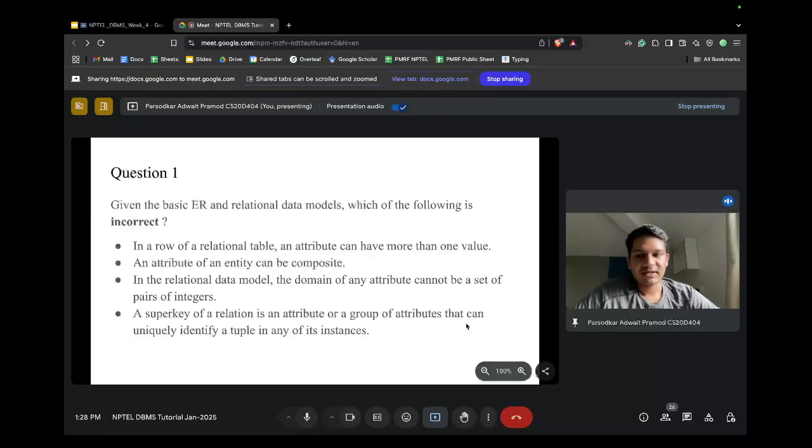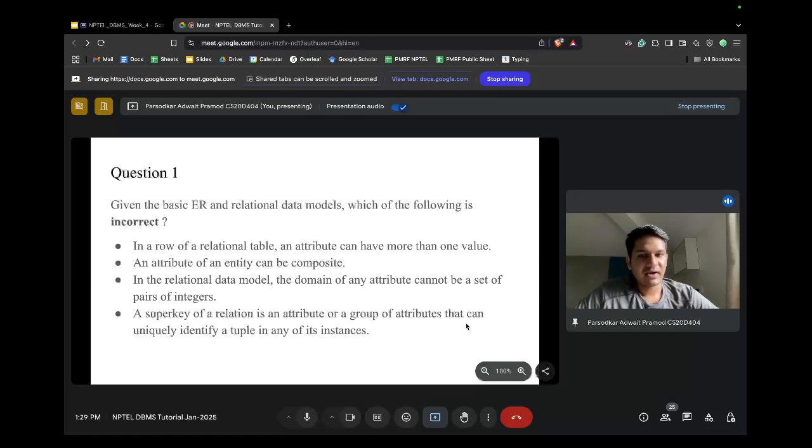The third option is: in a relational data model, the domain of any attribute cannot be a set of pairs of integers. This can very well be a set of pairs of integers. For example, a composite attribute x can be comprised of x1 and x2, where x1 is an integer and x2 is an integer. So this would result in x being a set of pairs of integers, which is also not a problem. And the last one is the definition of super key, so that is also correct.